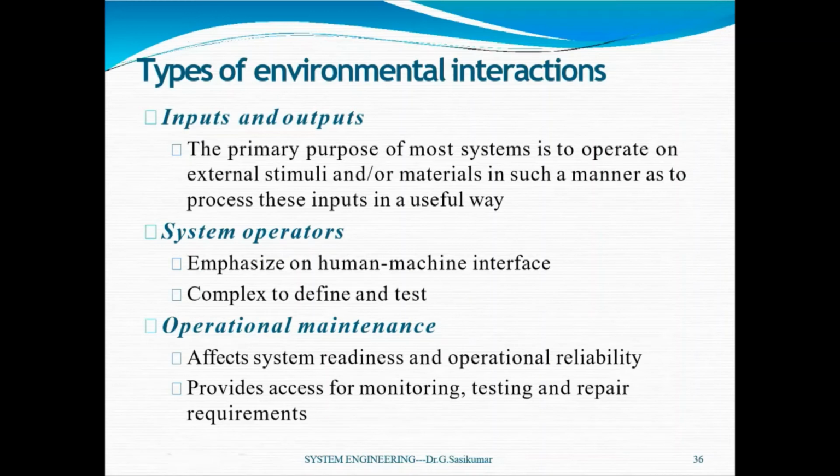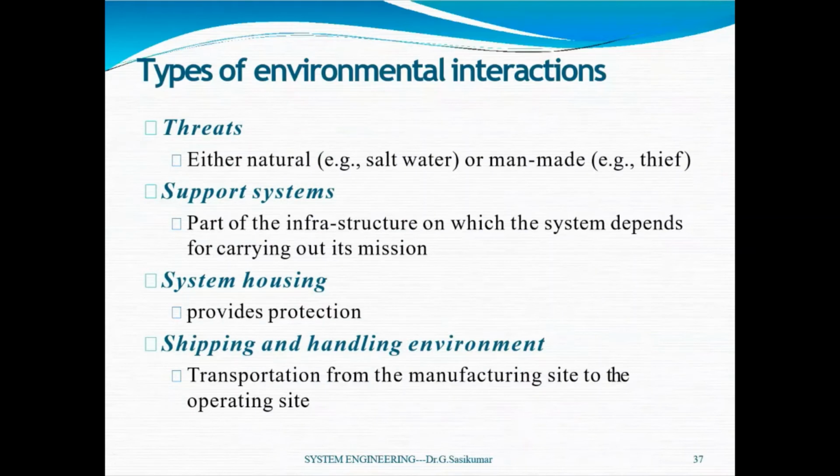So what are the types of environmental interaction? There will be three major categories: input-output, system operator, and operational maintenance. The input-output, everybody knows, is the concept behind how the external material such as matter or process is handled. The system operator emphasizes the human-machine interface. And operational maintenance covers readiness and operational reliability, and provides access for monitoring, testing and repairing the equipment. These are the three major, very basic steps to identify the types of environment.